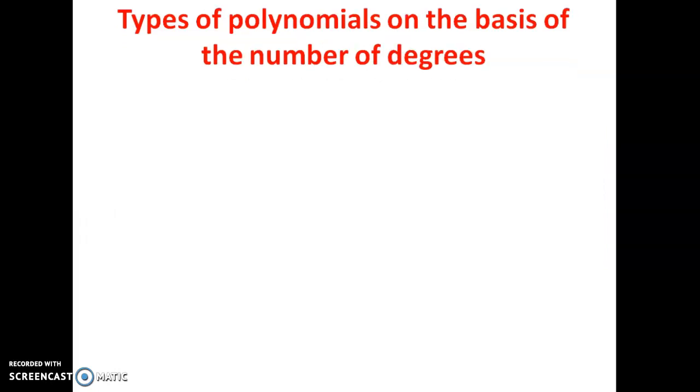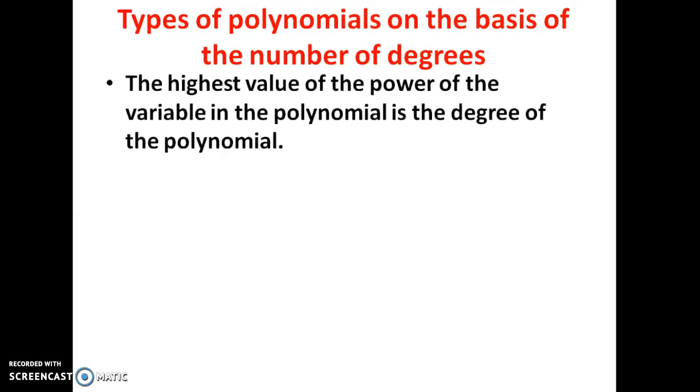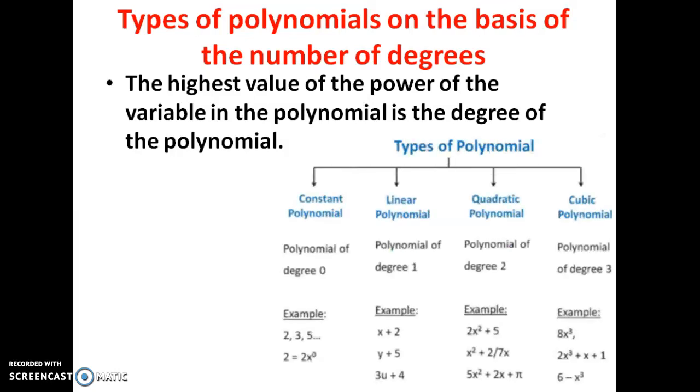Types of polynomials on the basis of degree. Let's see what the degree is. The highest value of the power of the variable in the polynomial is the degree of the polynomial. If you see the example, a constant polynomial is of degree 0. Only constants are there, only 2, 3, 5. That means the variable is having power 0. Simply a constant is present means the variable has power 0. That is called a constant polynomial.